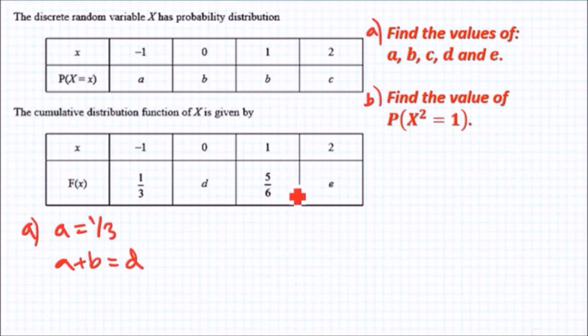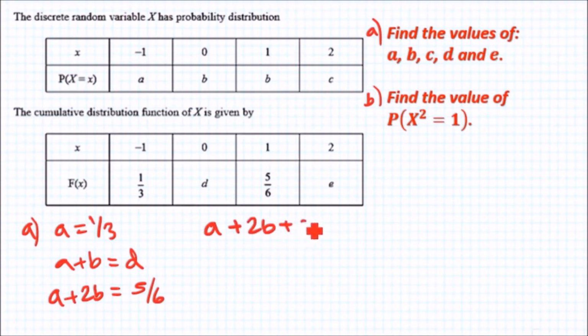Next one, we got A plus 2B must give us 5/6. And then we got the final one, A plus 2B plus C, the total, which must give us a total value of E. That also gives us a total value of 1, because remember the sum of all probabilities must be 1. So therefore E must be 1. So we can update these values: A is a third and E is 1. Okay, those are the easy ones.